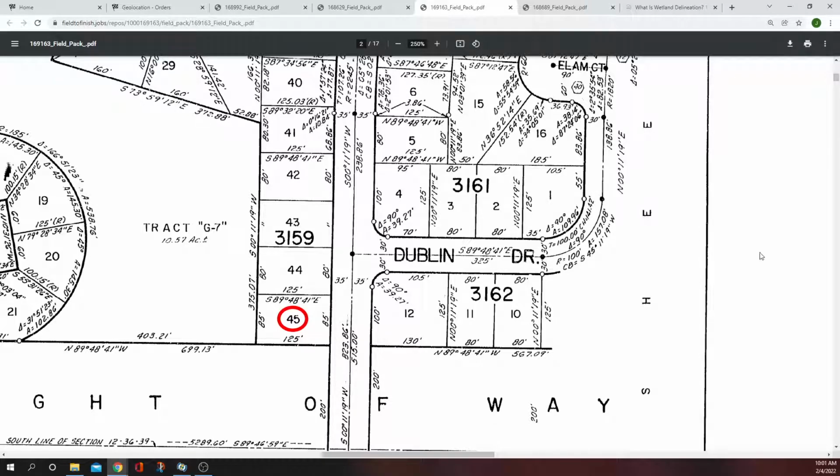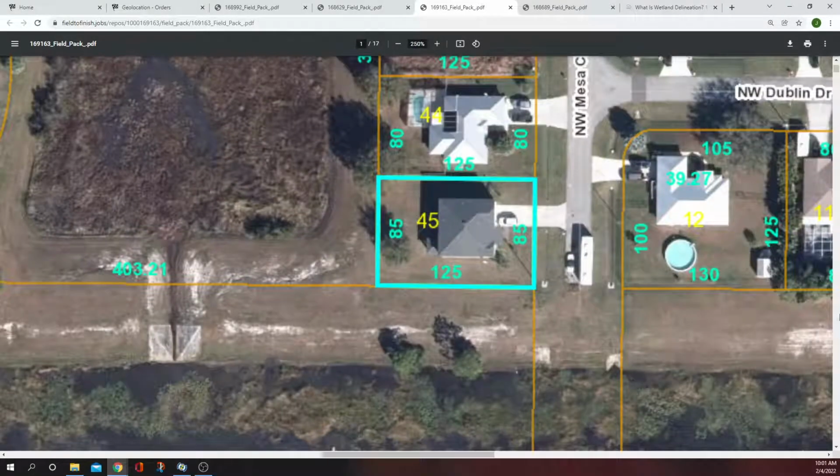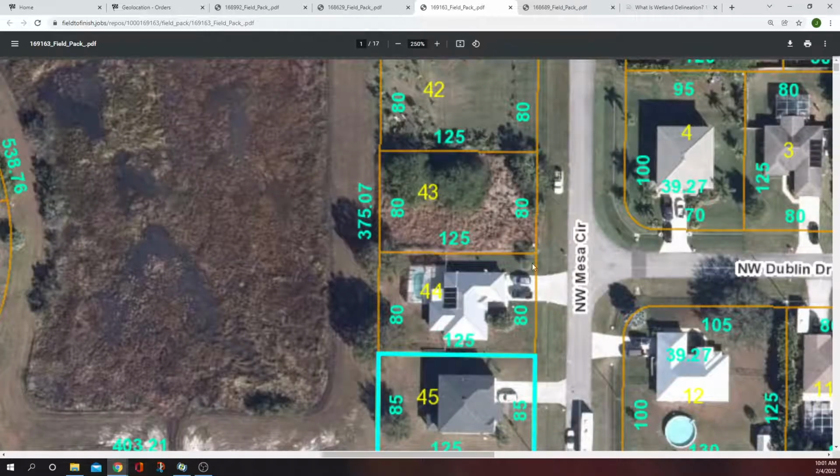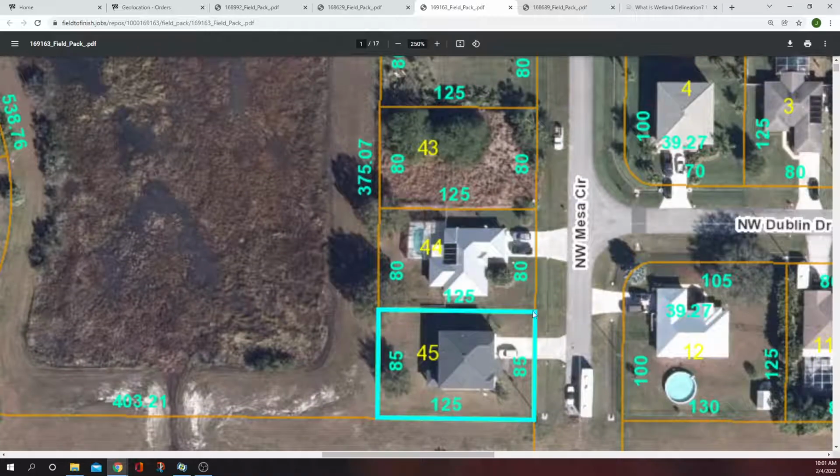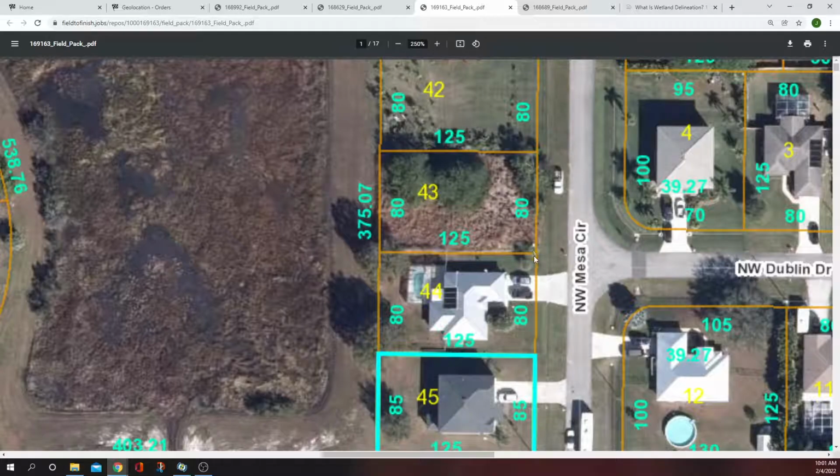Now the GIS is also a tool that you can use. It's not always correct, but it's pretty close. So you can look at these aerials and see, okay, that's about where my property corner should be, and start looking around in that area. And then once you find something, you can use your GPS or a tape measure to measure down along that line and start looking for the other points.